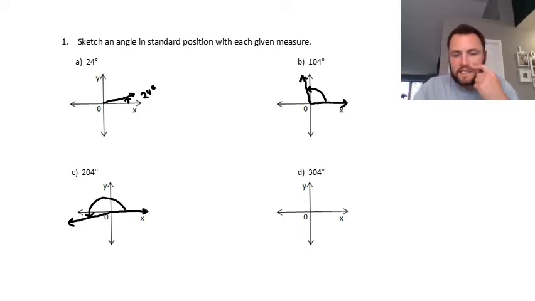And then finally, D is 304 degrees. Well, I'm starting here. This line would be 90, this line would be 180, this line would be 270, and this line would be 360. So if I'm at 270, I need to go another 34 degrees to get to 304. Okay, I should think, from here to here, that should be about 34 degrees.